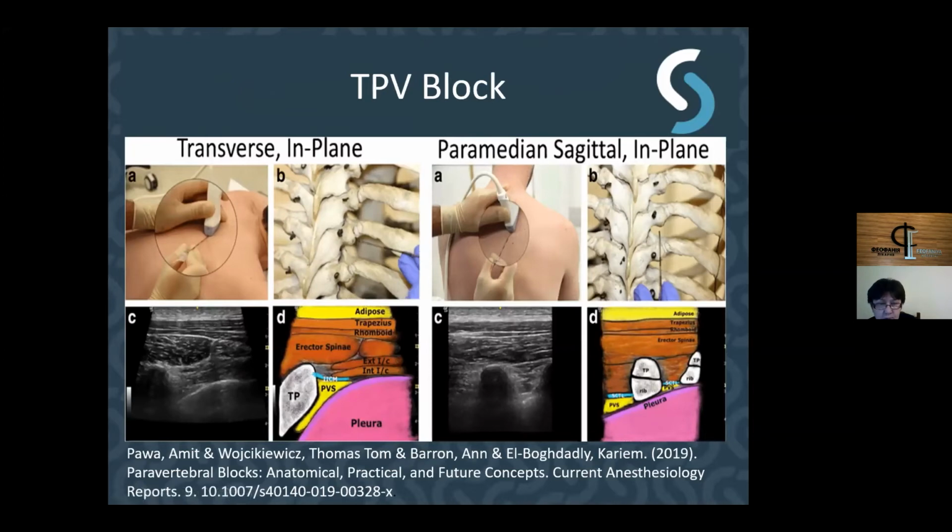My colleagues have done a fantastic job on this, so I won't waste your time by going through all of them again. It works well. This is the block with the most robust information about it. It was first described in the 1950s, then again in the 70s, and then in the late 90s it really took off again as a block.